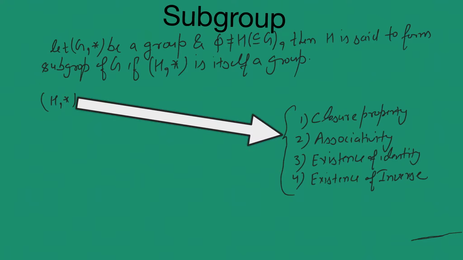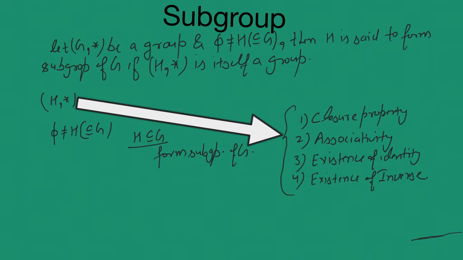Besides that, H has to be non-empty and it has to be a subset of G. If these conditions are satisfied, then we say that H, which is a subset of G, forms a subgroup of G. We will study it through an example.